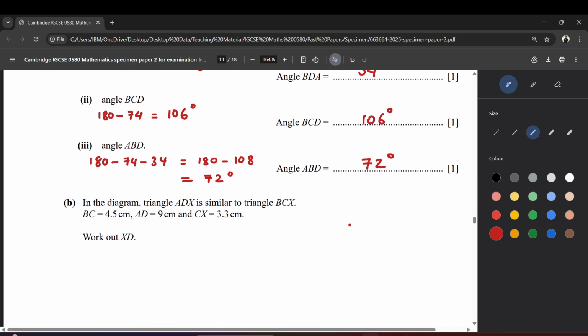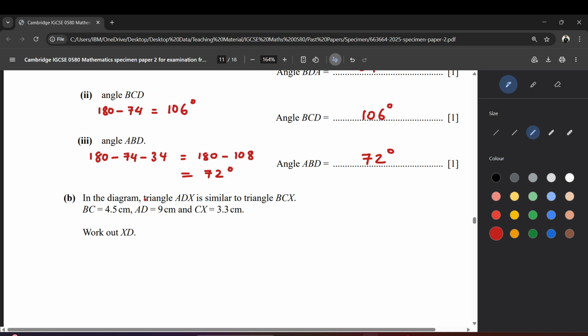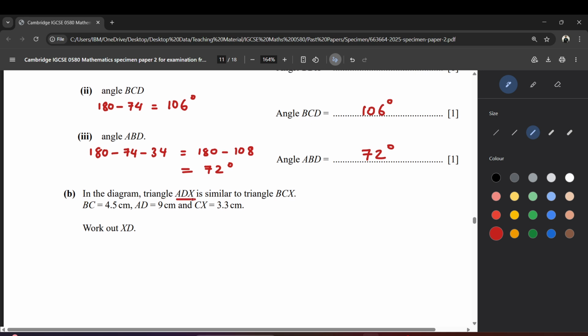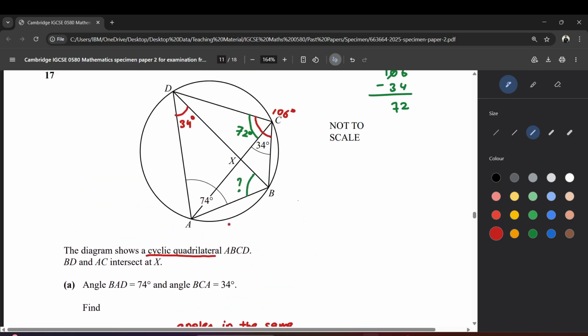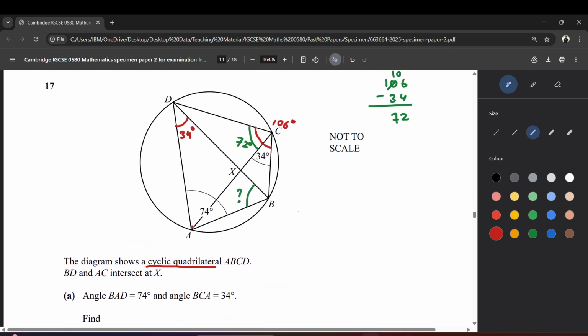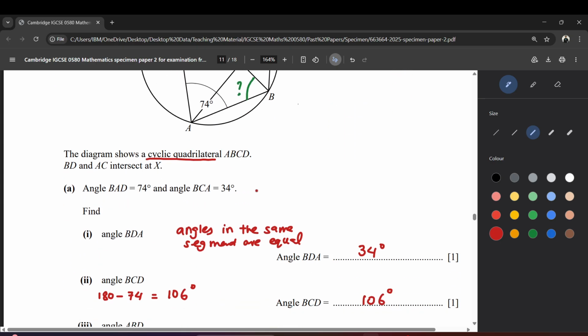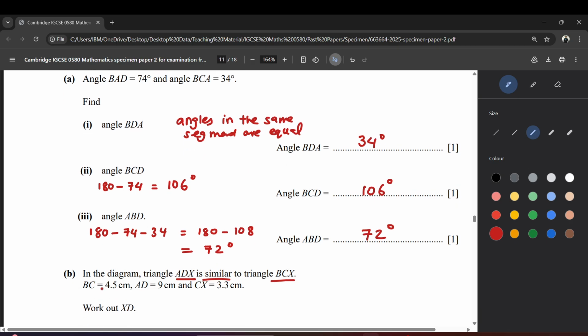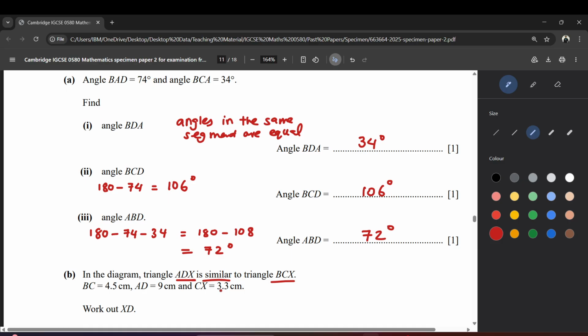All right. Part B. In the diagram, triangle ADX is similar to triangle BCX. Where is ADX? ADX is similar to BCX. BC is equal to 4.5, AD is 9, and CX is 3.3.